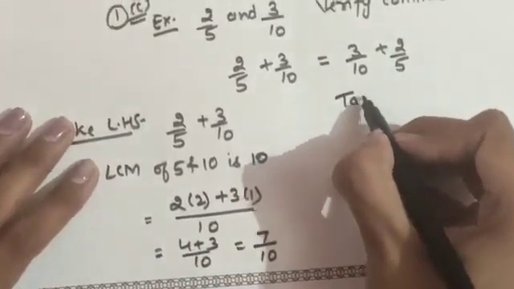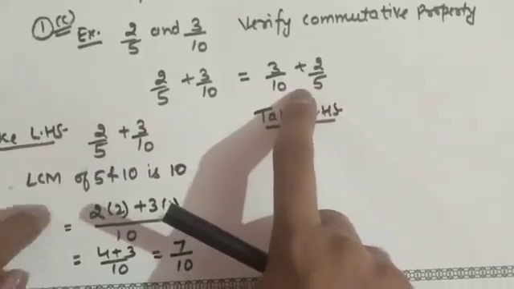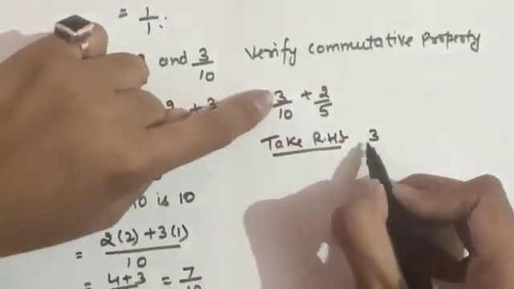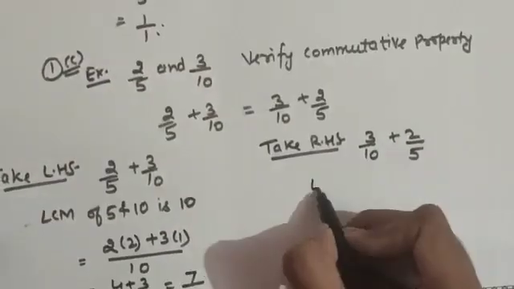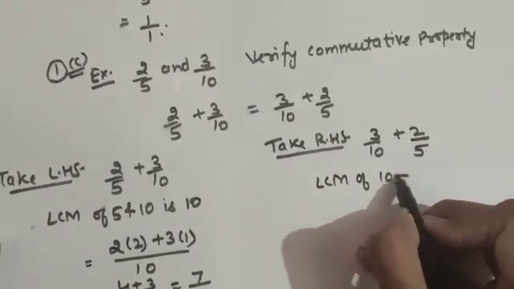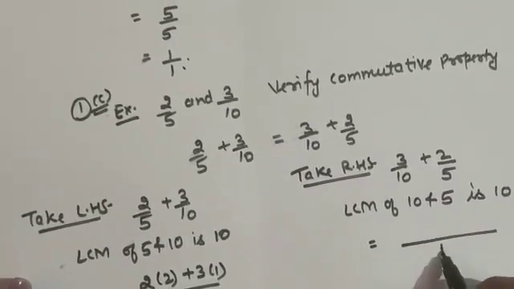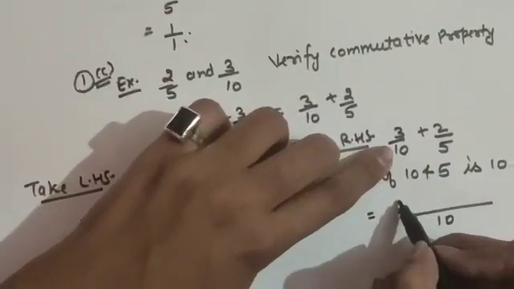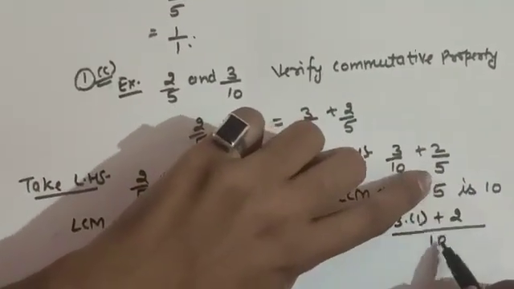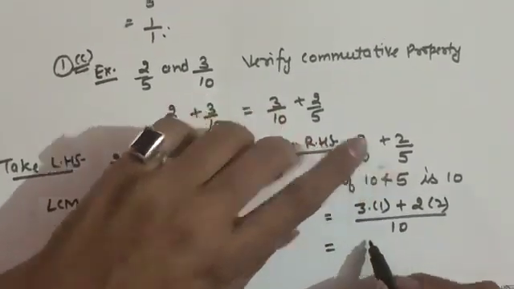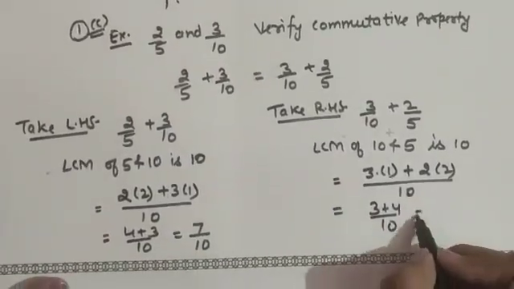Now we will solve the right hand side. What is the right hand side of the equation? This is the right hand side. It's 3 by 10 plus 2 by 5. Now let's take the LCM. LCM of 10 and 5 is 10. So let us do the addition. Since LCM is 10, here is 10. So it will be 3 into 1 plus 2, and 5 twos are 10, so it will be 2. So it will be 3 plus 4 by 10. So it will be 7 by 10.